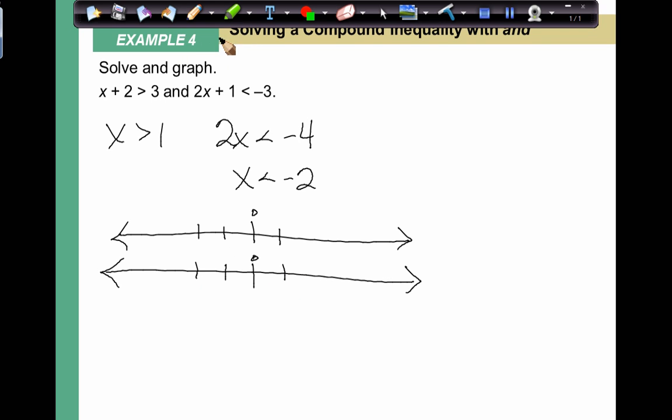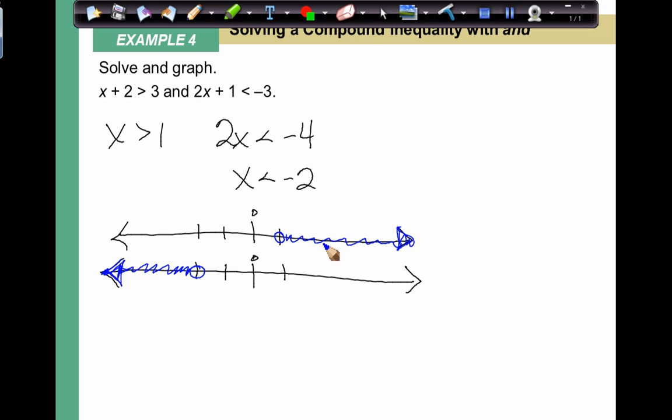Okay, the first graph, we have x is greater than 1. So from 1, with an open circle, shade this way, to the right, and then x is less than negative 2, open circle at negative 2, shade to the left. Okay, so where do they overlap? Well, they don't overlap at all, do they?